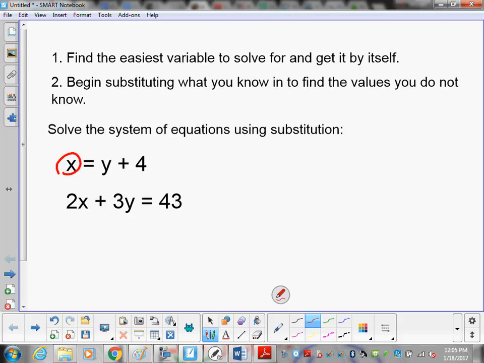Okay. Second step. Begin substituting what you know and define the values you do not know. We know that x equals y plus 4, so we're going to replace the x in that second equation with y plus 4. Right. Any thoughts on that?